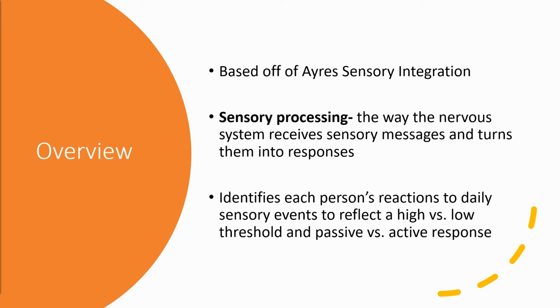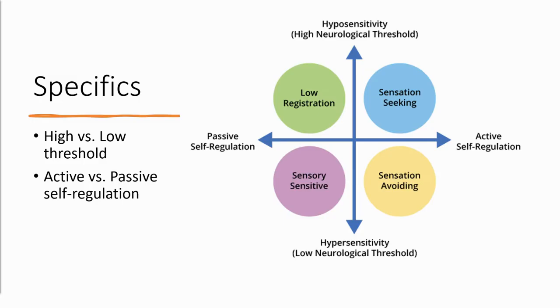The theory overall identifies each person's reactions to daily sensory events. So the 2 components in these 4 sensory types are threshold and response. You can have a high or low threshold and then a passive or active response. And similar to sensory integration, this will vary by sense, and it includes those same 7 senses that we talked about in the last video. So these are the 4 main patterns: low registration, sensory sensitive, sensation seeking, and sensation avoiding.